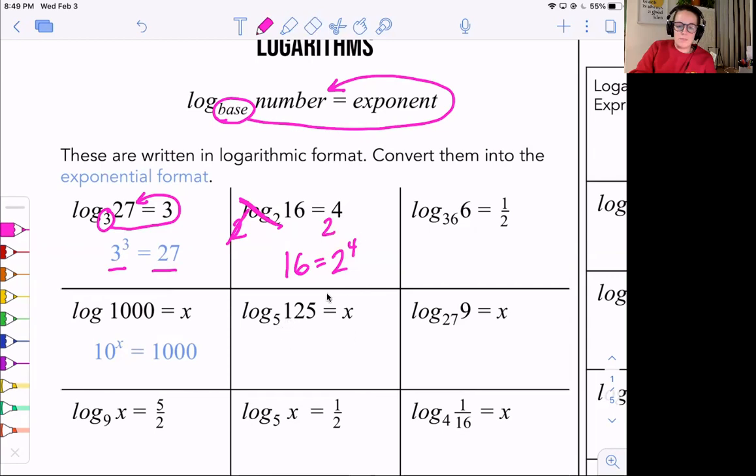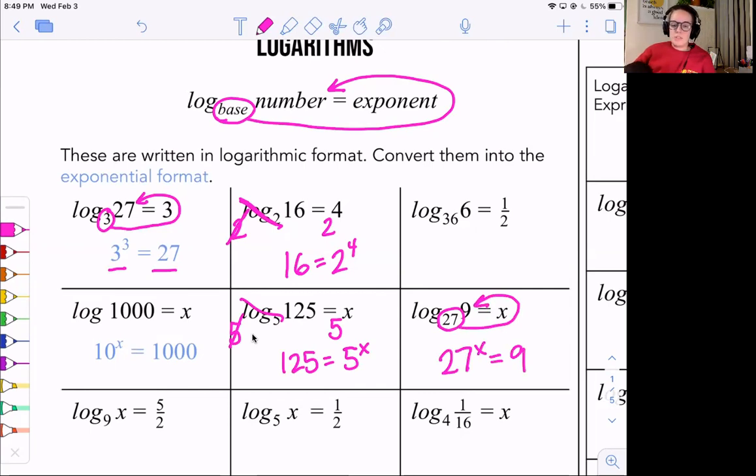Either way works. So for example, in this one here, we could say 5 to the power on both sides. 5 and log 5 cancel. 125 equals 5 to the power of x. Right? Alternatively, if you like it this way, 27 to the power of x equals 9. So you can do it either way. You just have to pick one. So we could say 36 to the power of 1/2 equals 6, which we know to be true. It's 1/2. It really means square root.